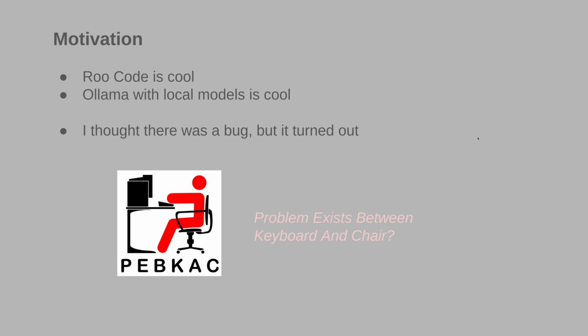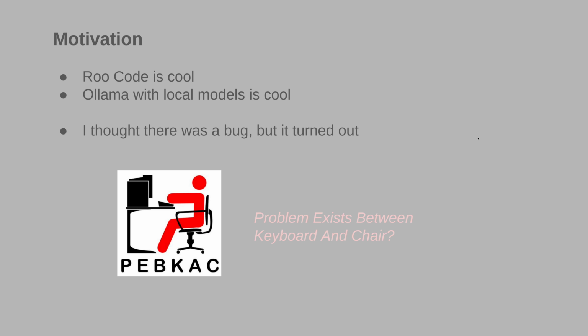So the motivation is that I really like the look of Roo Code and the fact that it's open source, and so I'm strongly considering switching to it full time. I've been trying to use Ollama with it, and it was a bit weird. I thought it was a bug, but actually it turns out it was doing the right thing. It just wasn't very clear about what was happening.